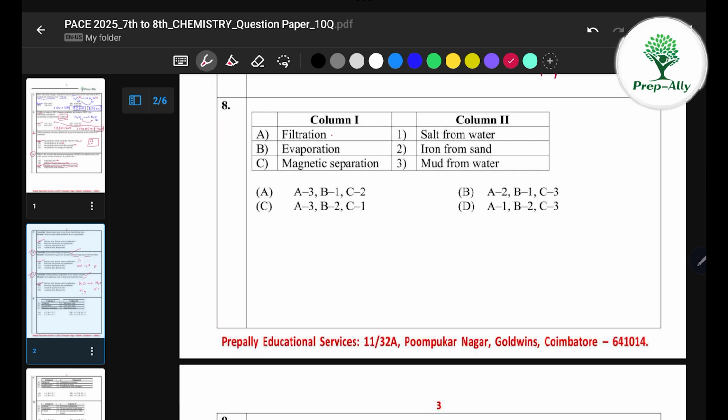Now question number 8, we need to match these things. There are some separation methods, and we need to choose which is the correct one. So first is filtration. Filtration we actually use to remove mud from water. Then evaporation. Everyone knows evaporation means getting salt from water. And finally magnetic separation, because iron has magnetic property, so we can easily remove iron with the magnetic separation method. So we can see directly the correct option is A.